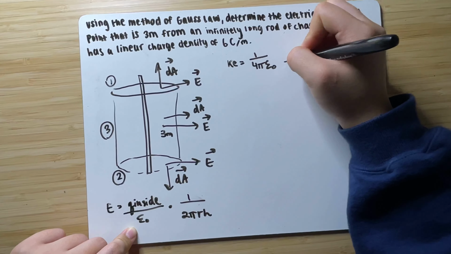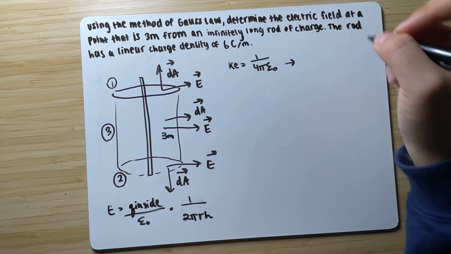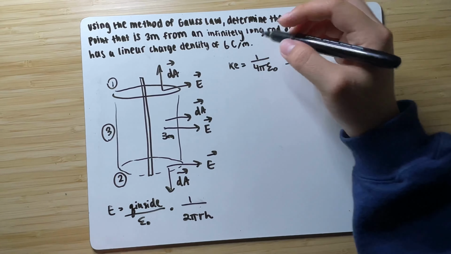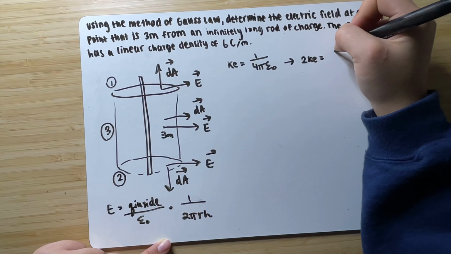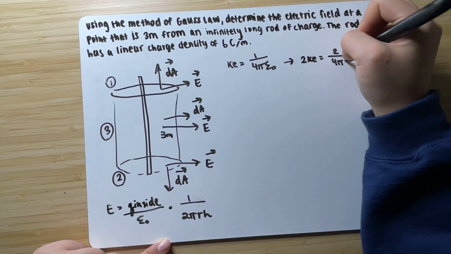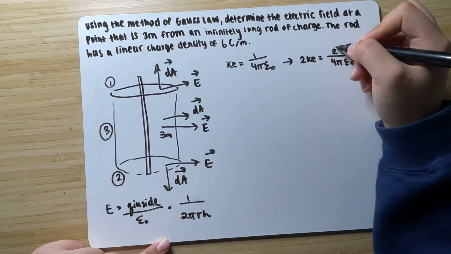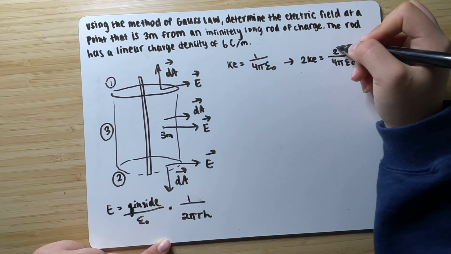And in order to do that, we multiply 2 on both sides. So it will be 2KE is equal to 2 over 4 pi epsilon naught. 2 over 4 is the same thing as 1 over 2. So it will be 2KE is equal to 1 over 2 pi epsilon naught. So you see how this is similar to this now?